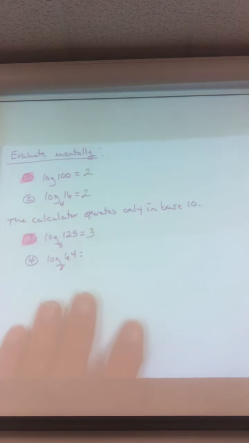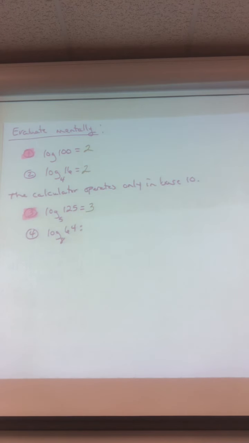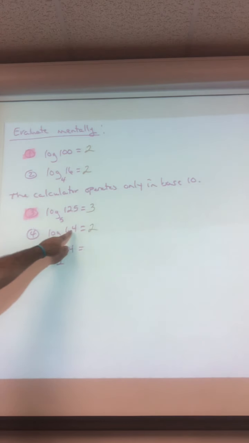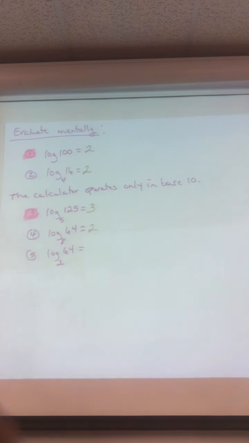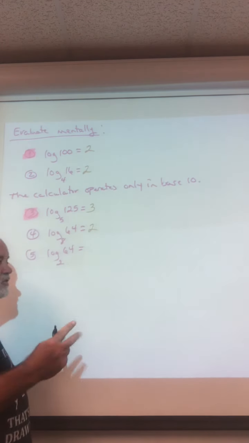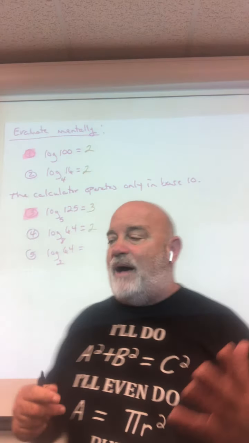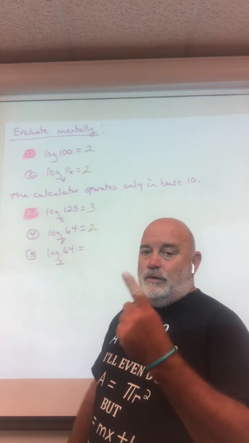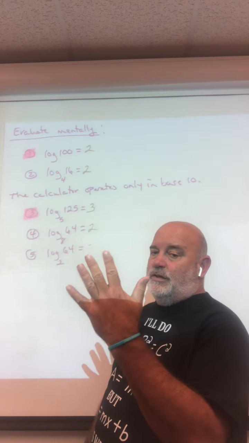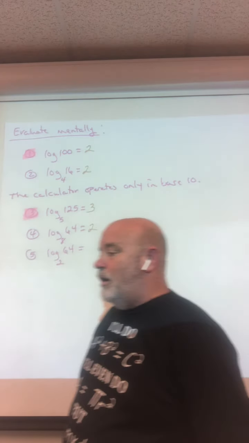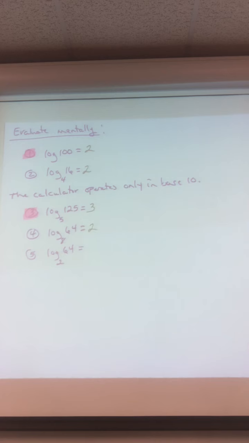Okay, the log of 64, base 8. So that means 8 to what power is 64? That's 2. Now, here's why the base is so important. If you do the log of 64 base 8, you get 2, because 8 times 8 is 64. But look at this one. The log of 64 base 2. So that means 2 to what power is going to give me 64? 2 times 2 is 4, times 2 is 8, times 2 is 16, times 2 is 32, times 2 is 64. So 2 to the 6th power.